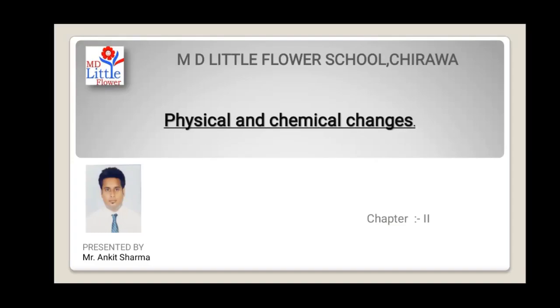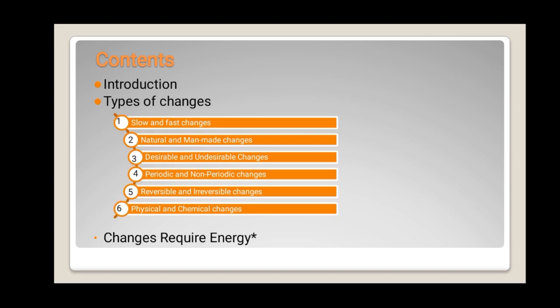Welcome, my dear students. Today we are going to start our next chapter, that is physical and chemical changes. So let's begin with the contents of this chapter. First is introduction, a brief introduction about changes around us. Second is types of changes. There are several types of changes in our daily life.